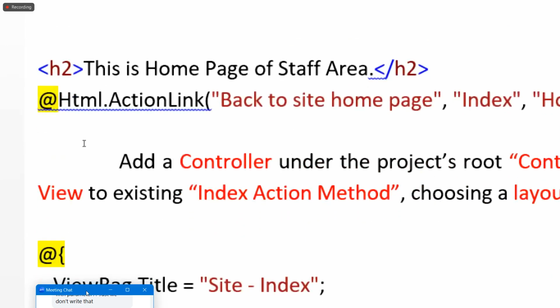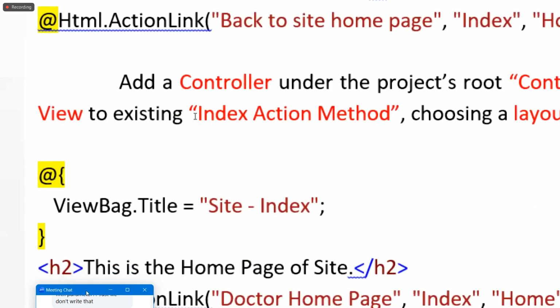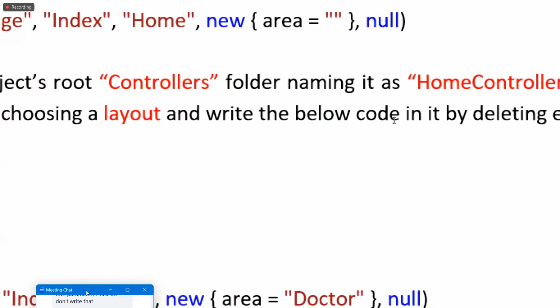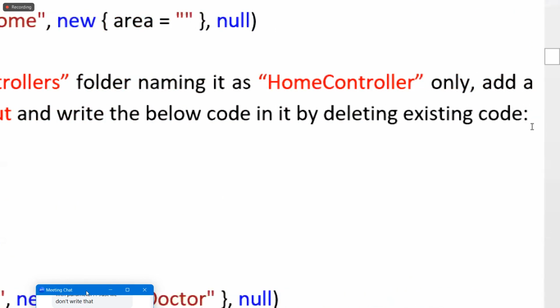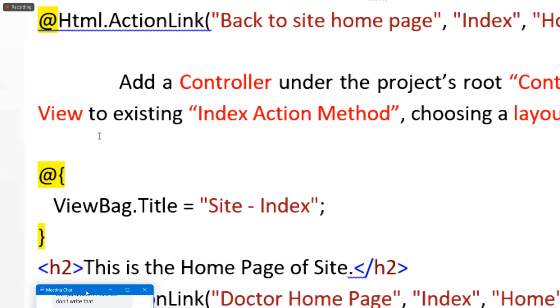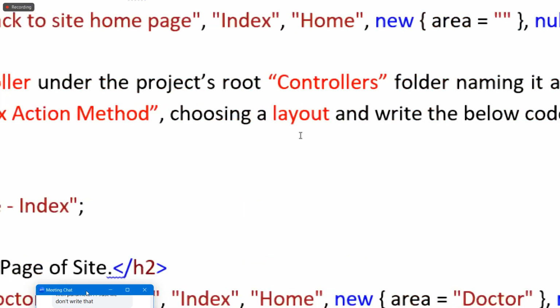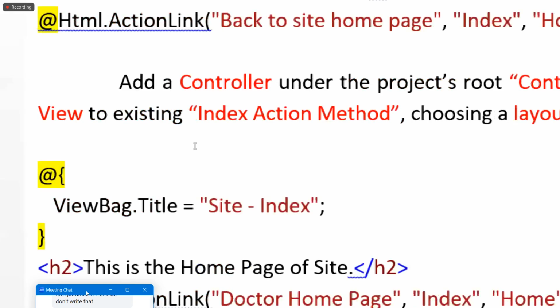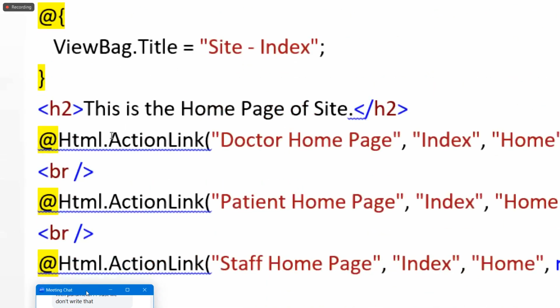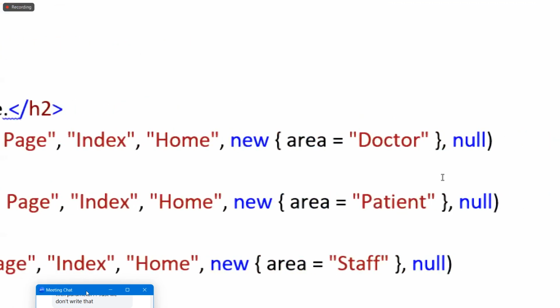Staff. Next, add a controller under the project's root Controllers folder, naming it HomeController only. Add a view to the existing Index action method, choosing a layout, and write the below code. Yeah, site, and see now all the pages. This is the home page of the site and you have the links to navigate to different places now. See the new parameters: area equals doctor, area equals patient, area equals staff.